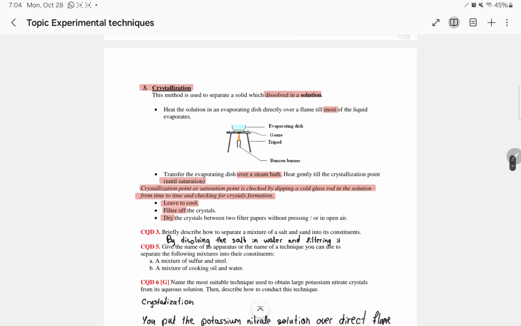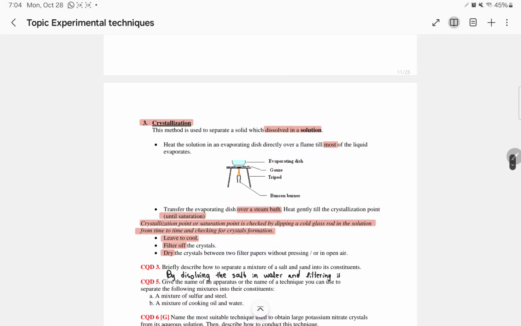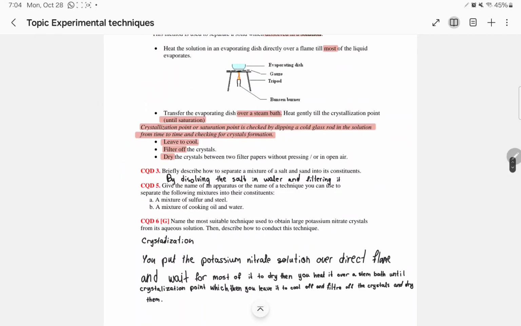Crystallization, we should all know this. You're gonna first heat until most liquid evaporates, then you're gonna put it over a steam bath until the crystallization point. You could check it by getting a cold glass rod and putting it in. If it forms crystals around the glass rod, you have reached crystallization point. Then you're gonna leave it to cool, filter out the crystals, and dry them or leave them in open air by filter paper.